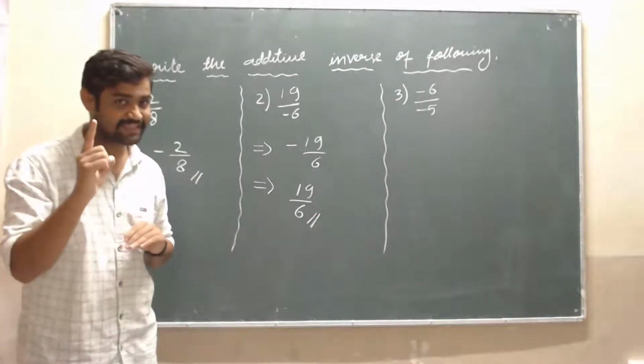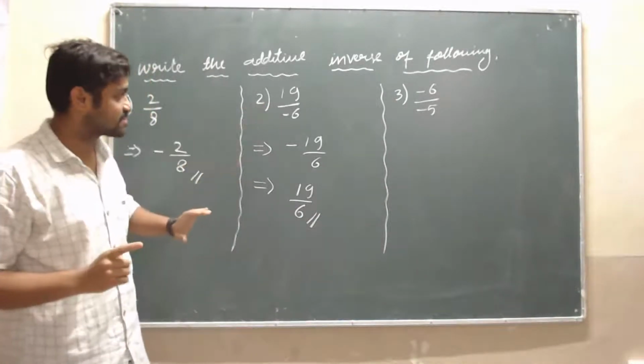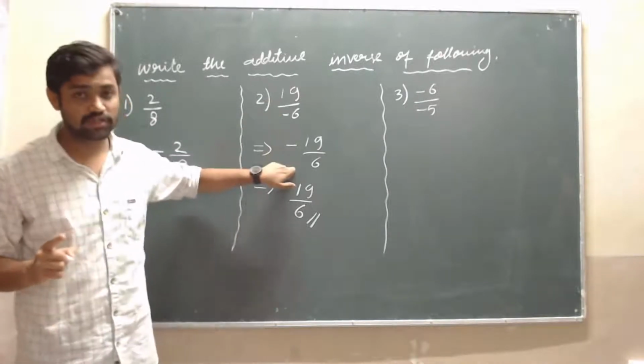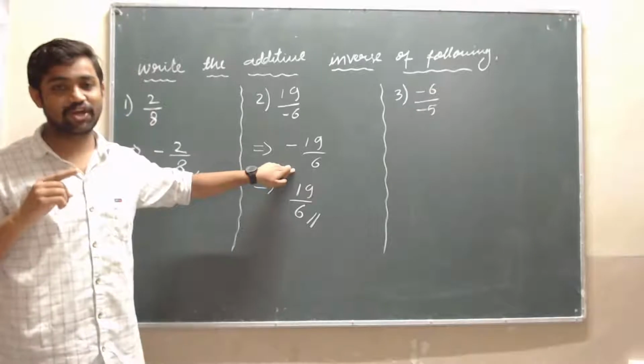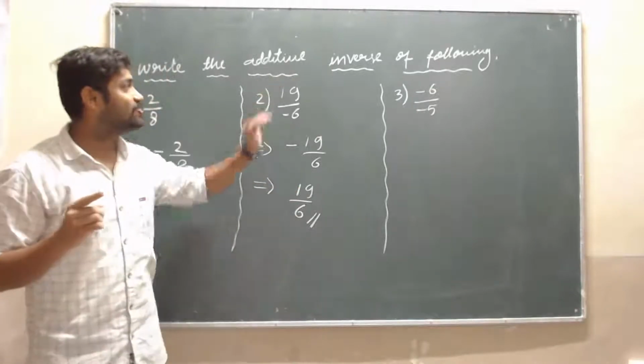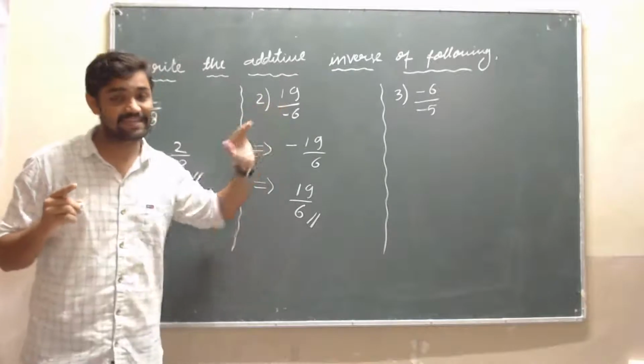Are you getting my point? These are very easy questions. Here the minus is there, and it is applicable to both numerator as well as denominator. Then we can write 19 by 6 as the additive inverse of minus 19 by 6.